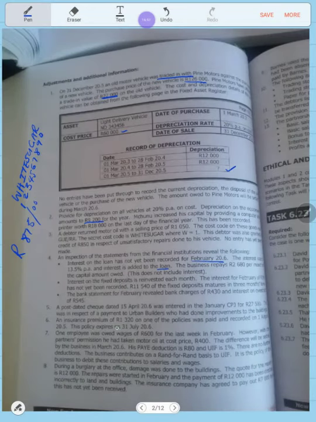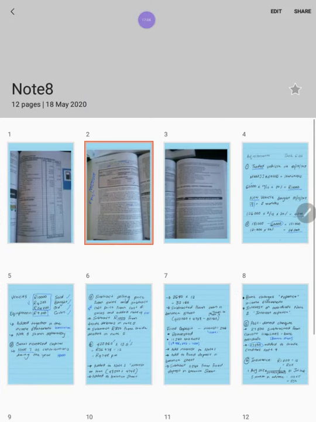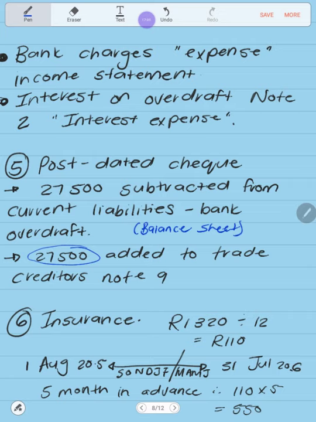All right, number 6, an insurance premium of 1,320. One of the policies was paid and recorded on the 1st of August 20.5. This policy expires on the 31st of July 20.6. So whenever you have this, it's important to draw a timeline. The insurance policy, a total of 1,320. I'm going to divide it by 12 in order to get the value I would pay per month. And per month I will be paying 110 Rand.